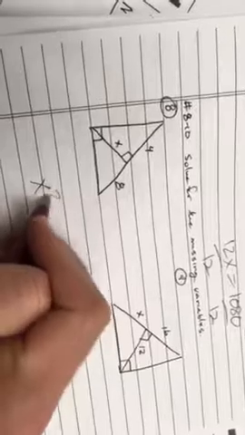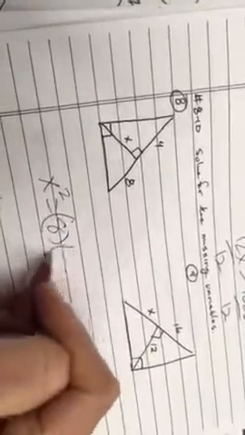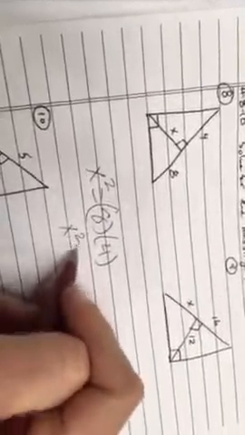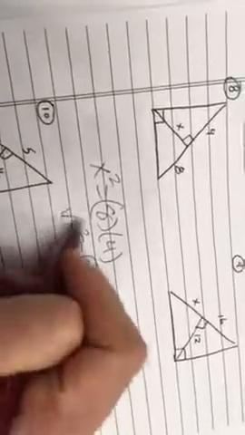Lastly, altitude on hypotenuse questions. X is a height, so height squared is one part of the hypotenuse times the other. X squared is 32. We've already had the square root of 32 earlier. It's 4 root 2. If you have some of these memorized, you can save some time.